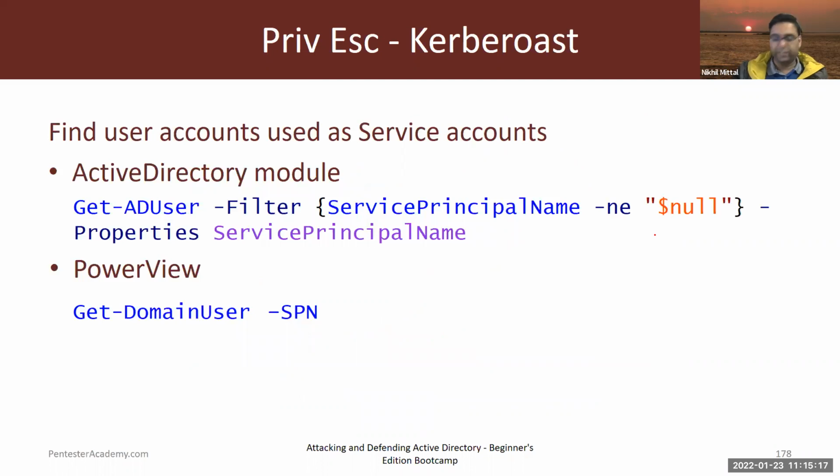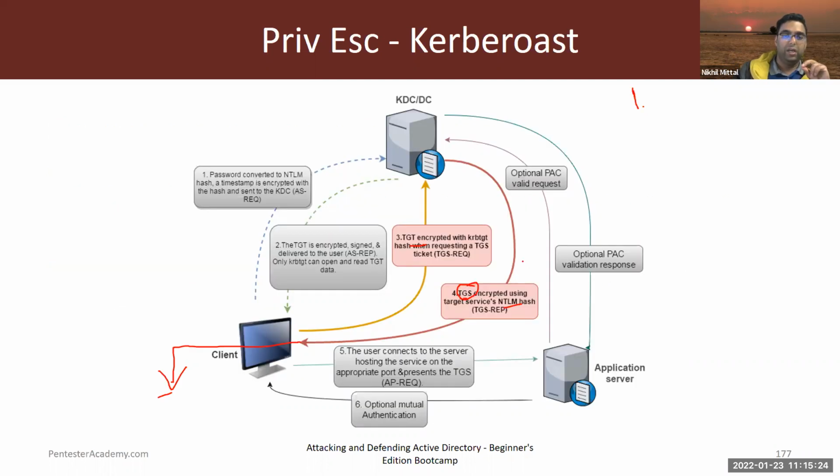All right, so how do we find out users whose accounts are used as service accounts? Okay, so the second point was, if you reread step 3 and 4 here, you would see that absolutely nowhere the DC validates if the user requires any privileges to request a TGS. What does that mean? That means that as a domain user, you can request TGS for pretty much any service account without having to have any special privileges.